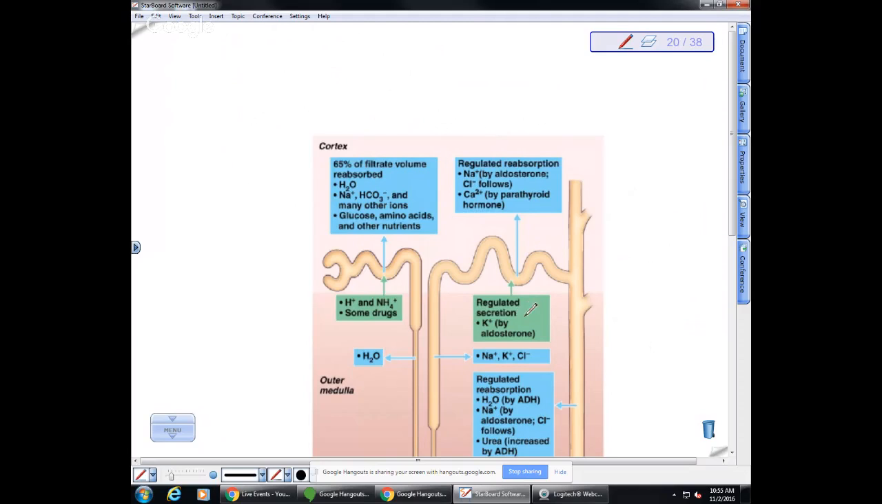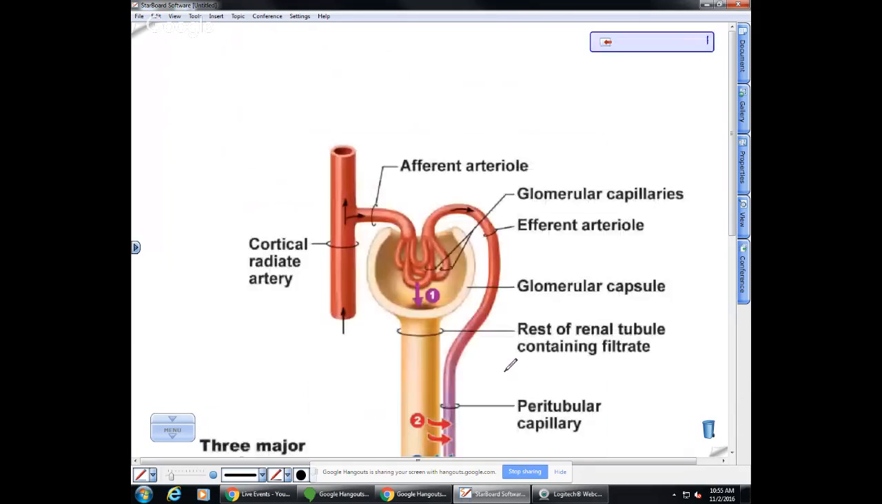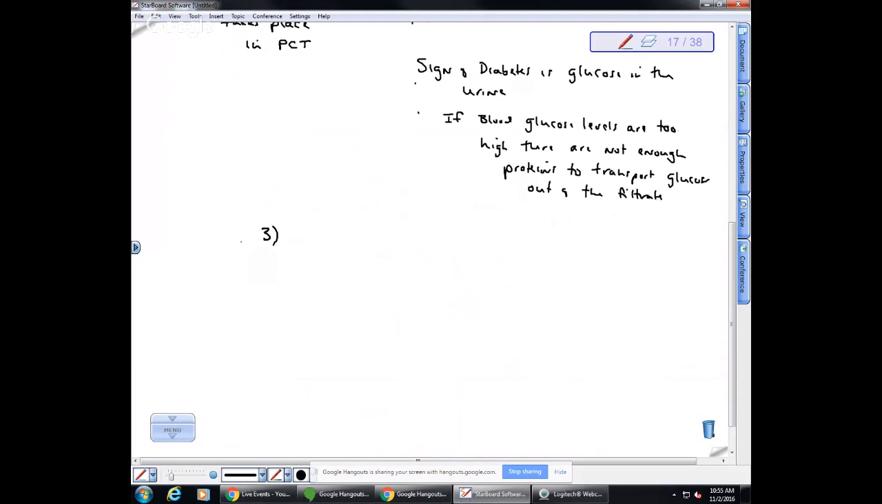Now this green part is the opposite of reabsorption. It is actually called secretion. Okay, so the third process is secretion. So this is where stuff that didn't get put into the filtrate will then be put into the filtrate. So this goes from the blood back to the filtrate. So it's secreted into the filtrate. So it's the opposite direction. It's the opposite of reabsorption.